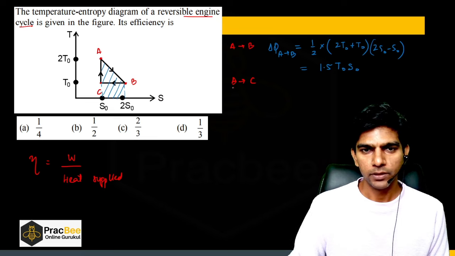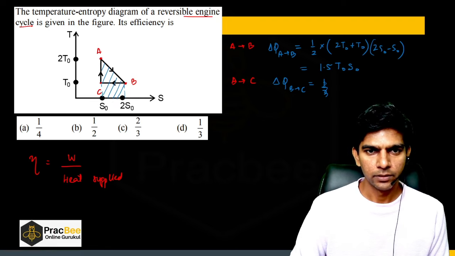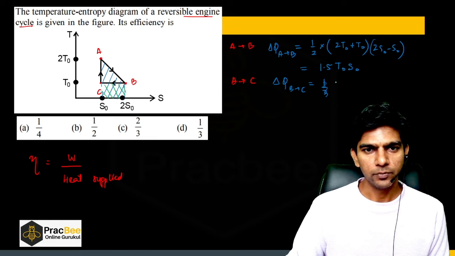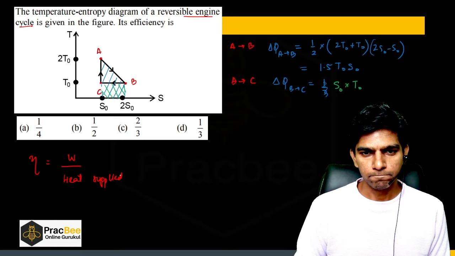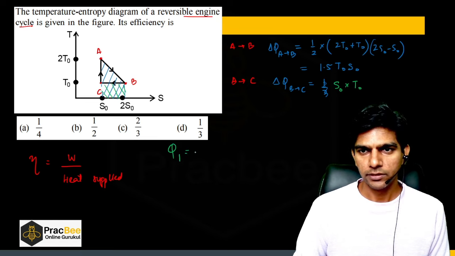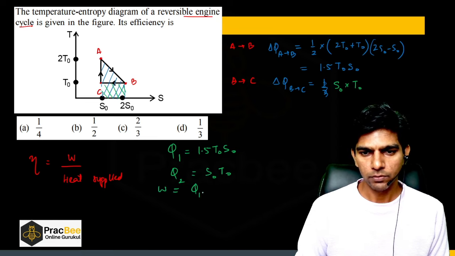Now for the process B to C, can you see the entropy is decreasing? So we can say it is the heat rejected from the system. So delta Q B to C, if you look at this, it is a rectangle, right? This area. So it will be S naught times T naught. Okay, so I can say in this case, Q1 is nothing but 1.5 T naught S naught, and Q2 is S naught T naught. And work done is given as Q1 minus Q2.